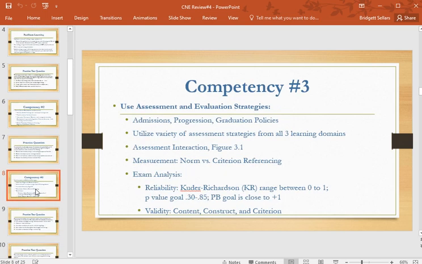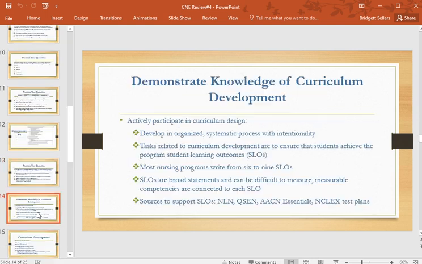Competency 3. We want to evaluate and assess our admissions, progression, and graduation policies, ensuring that the details are clearly outlined in our student handbook and the expectations are known regarding these specific processes. Measurements, norm versus criterion referencing. The assessment interaction, make sure you understand figure 3.1, as well as exam analysis to include reliability and validity.